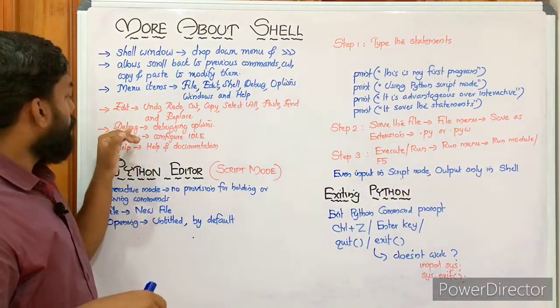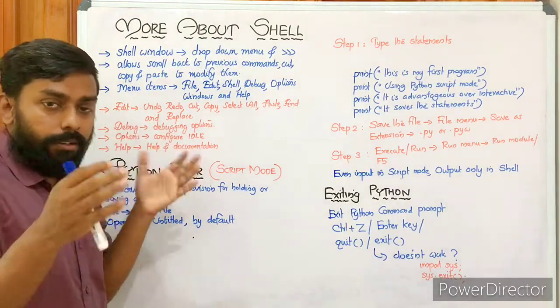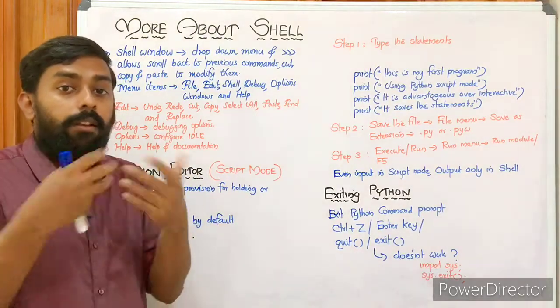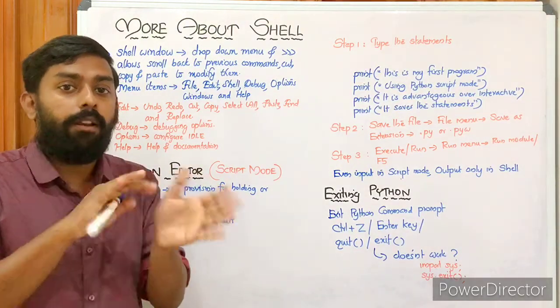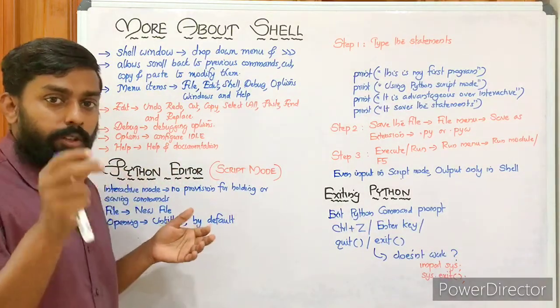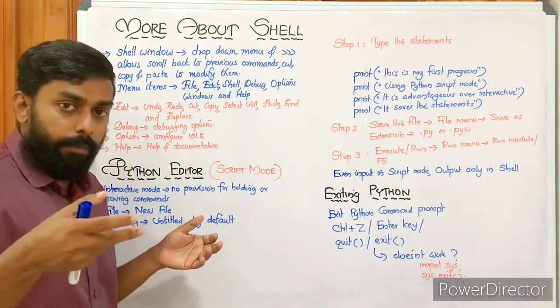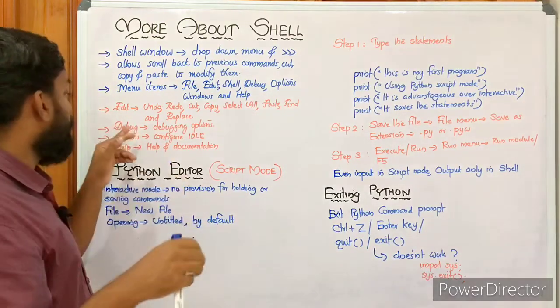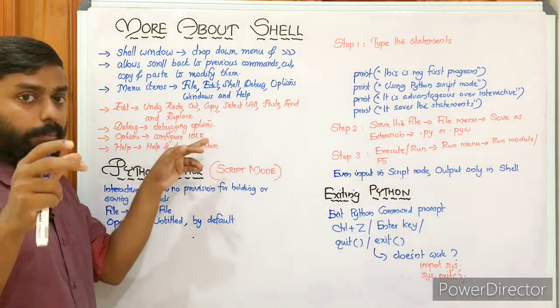Now the debug menu is provided with debugging options. Debugging means identifying and rectifying errors, identifying and removing errors, making the code error free. That's what a bug actually means: an error. Debugging means the process of identifying and removing errors. So the debug menu offers some debugging options.